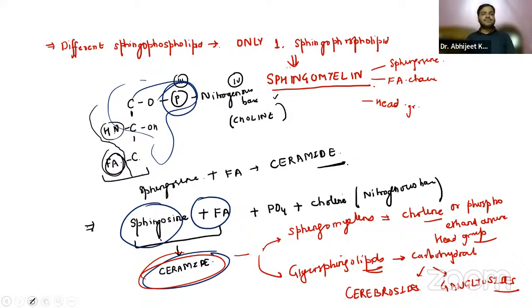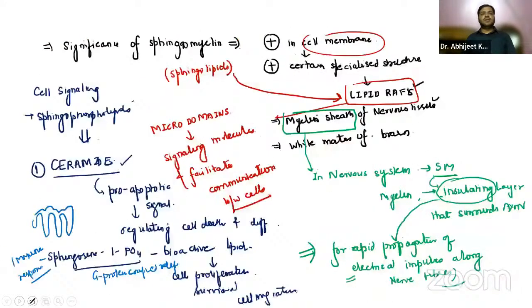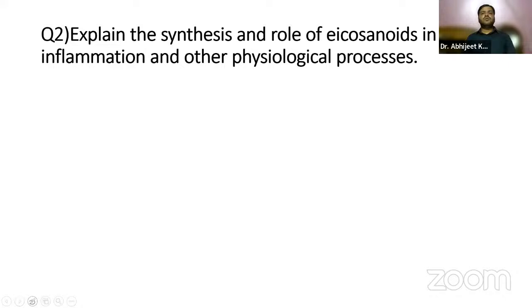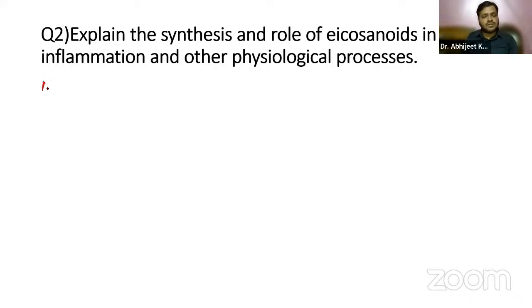So that is regarding the very first question. We have discussed the cell signaling, the role in the nervous system, and the structure, along with the classification, I've just told you. So that was regarding the first question. Coming on to the next question: explain the structure, synthesis and roles of eicosanoids in inflammation and other physiological processes. So let us try to enumerate the answer over here.